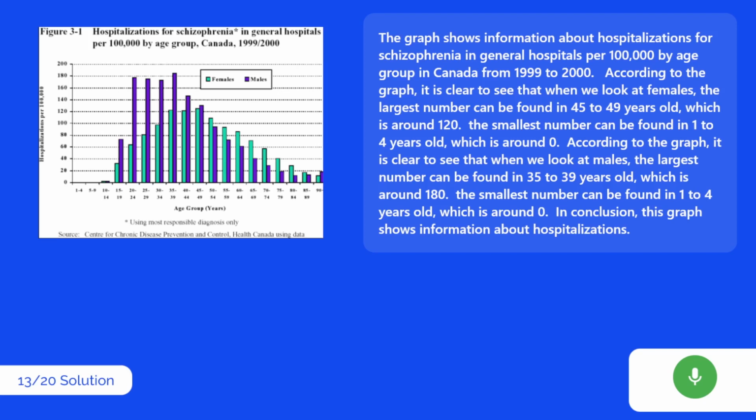When we look at males, the largest number can be found in 35 to 39 years old, which is around 180. The smallest number can be found in 1 to 4 years old, which is around 0. In conclusion, this graph shows information about hospitalizations.